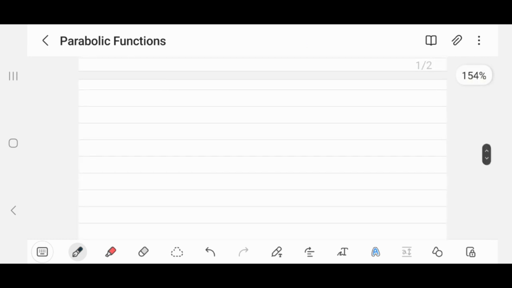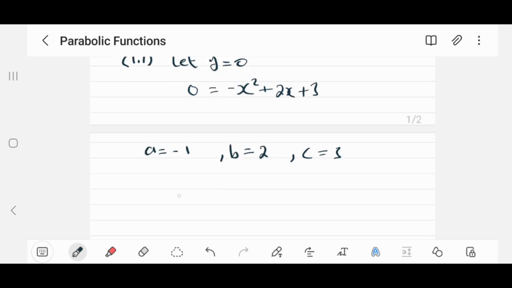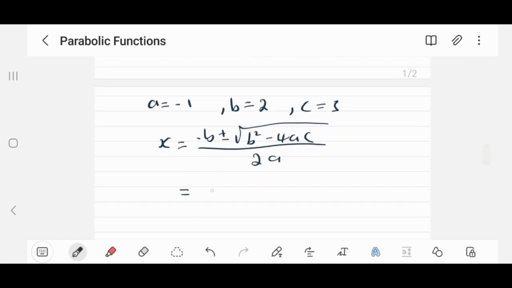So we can use the quadratic formula here or factorization. I prefer the quadratic formula because you never make mistakes there. So your a is negative 1, your b equals positive 2, your c equals 3. Okay, right? So here's the quadratic formula: negative b plus or minus the square root of b squared minus 4ac, over 2a. So we're going to just substitute that into the formula.